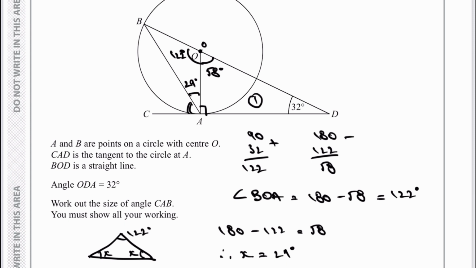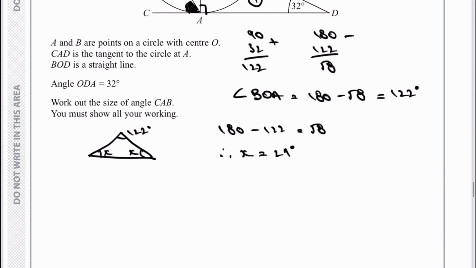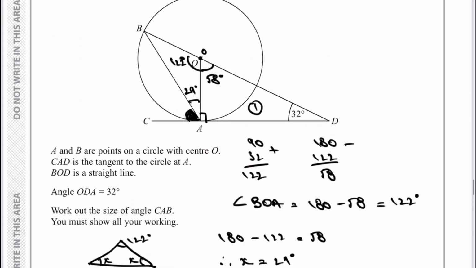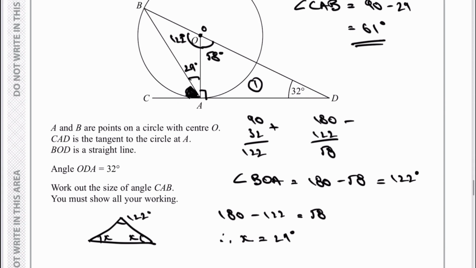Now, as I mentioned before, a radius meets a tangent at 90 degrees, so working out CAB, which is the one that we're interested in, is just going to be 90 degrees take away 29 degrees. If I just do this at the top there, angle CAB is going to equal 90 minus 29, which is going to be equal to 61 degrees, and that's the answer to that particular question.